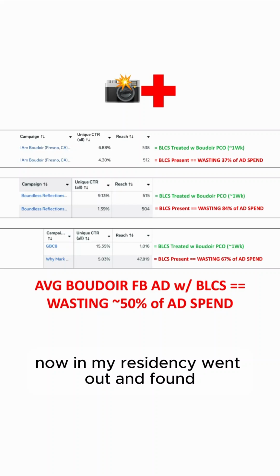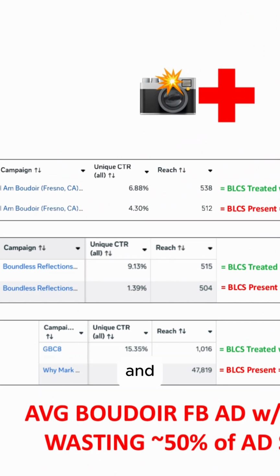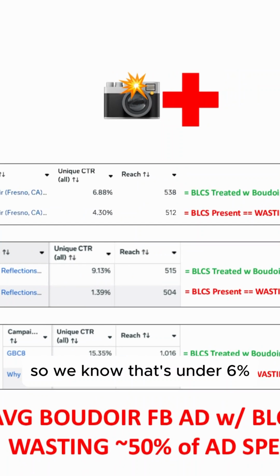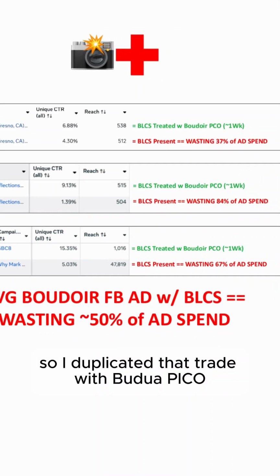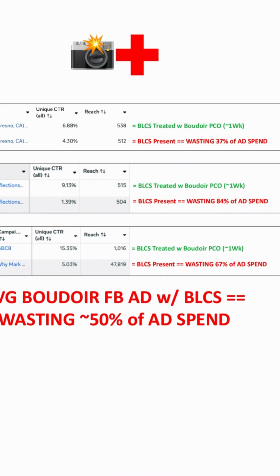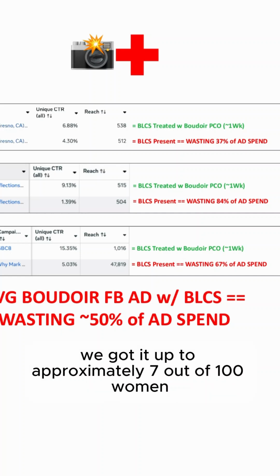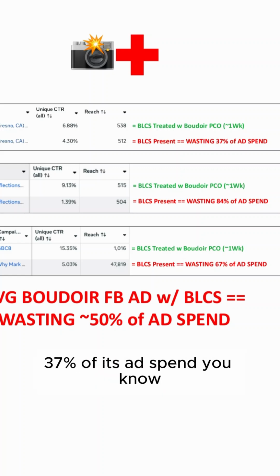Now, in my residency, I went out and found some Boudoir Facebook ads out there in the wild. The first one I tested, the unique CTR was 4.3%. So we know that's under 6%, so we know that BLCS is present. I duplicated that, treated it with Boudoir Pico, took about a week, and got the unique CTR all up to 6.88%. So way better. Instead of 4 out of 100 women clicking somewhere in the ad, we got it up to approximately 7 out of 100 women. So we found out the original Boudoir Facebook ad was wasting 37% of its ad spend.